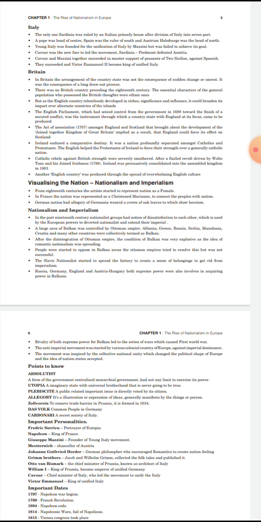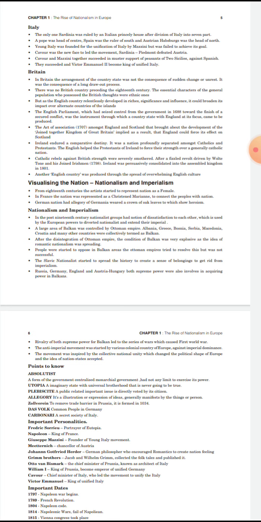Then the rivalry of these supreme powers over the Balkans led to a series of wars, which caused the First World War. After that, anti-imperialist movements were started by various colonial countries against imperial dominance, and the movements were inspired by collective national unity. It changed the political shape of Europe and the idea of national states in Europe. So this was your chapter on Europe.